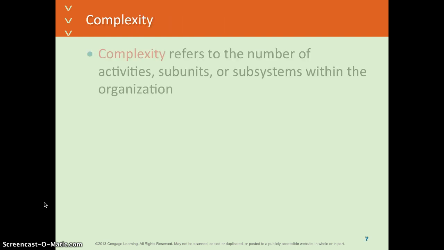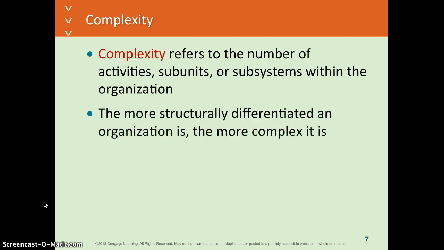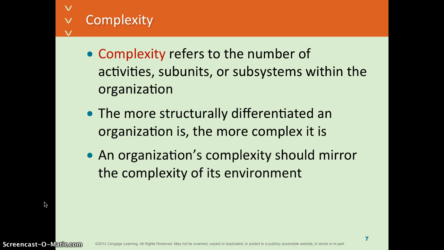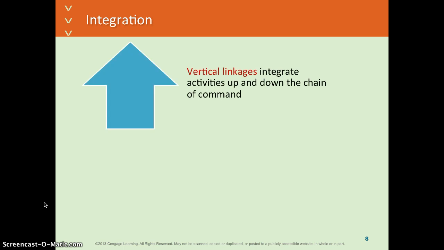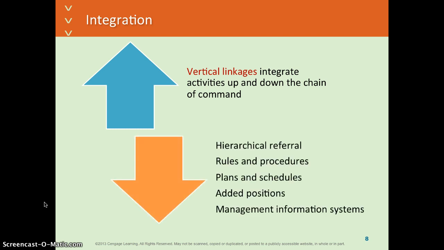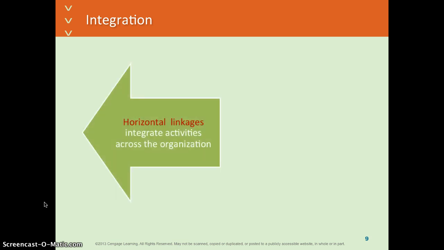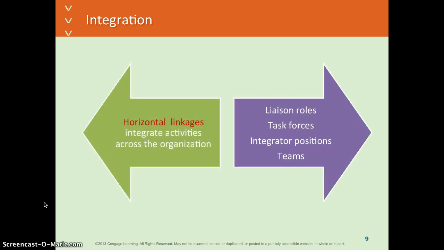Complexity. How big is the company? How many activities? How many subunits? Integration, vertical linkage, integrate activities up and down that chain of command, using hierarchy of referrals, rules, plans, MIS, management information systems. Horizontally, you're linking across the organizations, integrator positions, teams, liaisons.